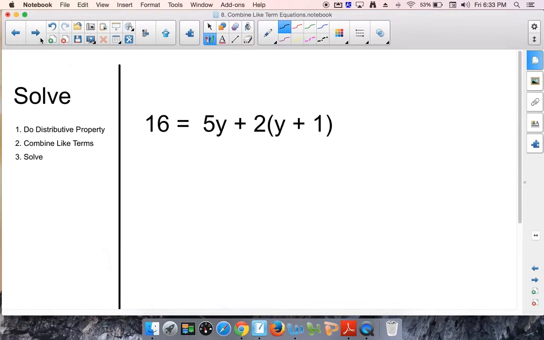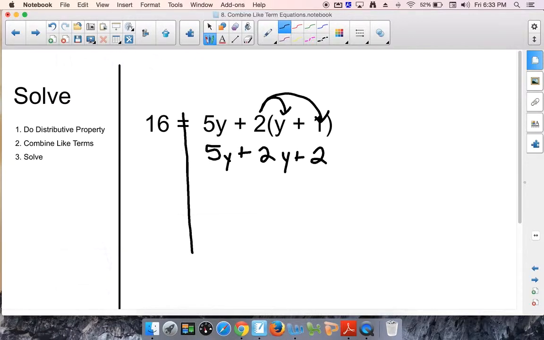Last one. This one's going to have the distributive property in it. So remember, you distribute first, before you can combine your like terms. Let's distribute the 2 to the y, which gives me 2y. We distribute the 2 to the 1, which gives me 2, plus my 5y, and that equals 16. Now I can combine my like terms, 5y and my positive 2y, and then plus 2. So 5y plus 2y is 7y plus 2 equals 16. Now I can just solve.